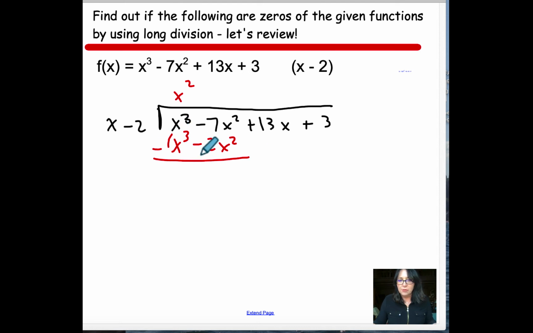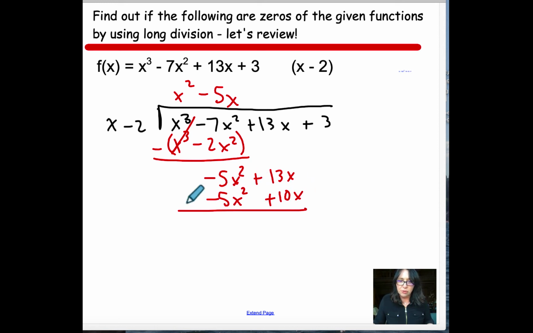While I'm doing this, you should pause the video, do this, and see if you get the same answer that I do. Negative 7 minus negative 2 is plus, which is negative 5x squared. Add 13x. X times negative 5 gives me negative 5x squared plus 10x. We're going to subtract this quantity. First term cancels. 13 minus 10 is 3. Bring down the last term.